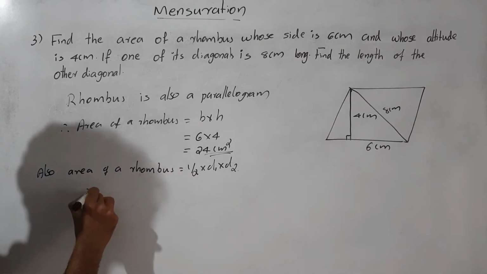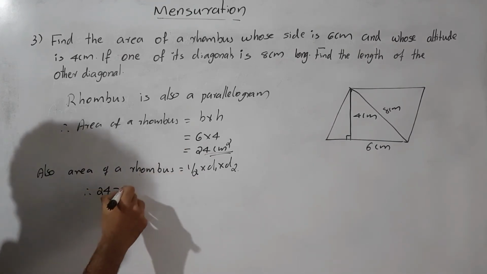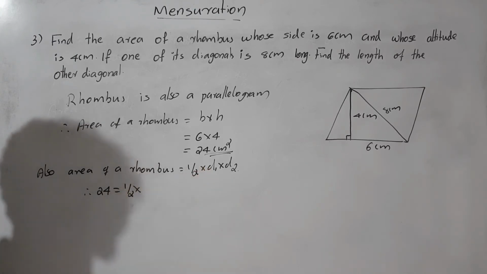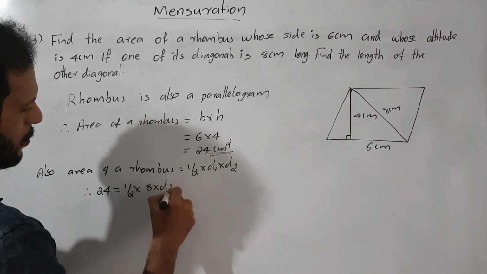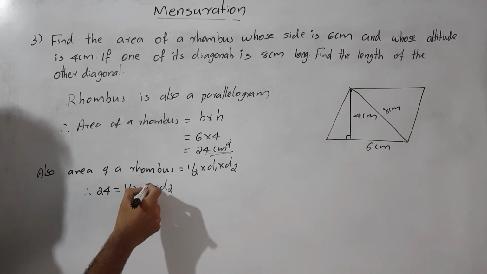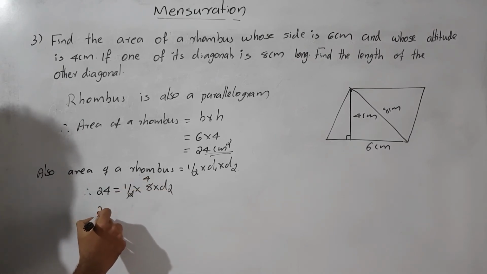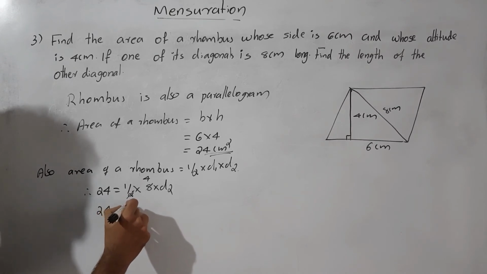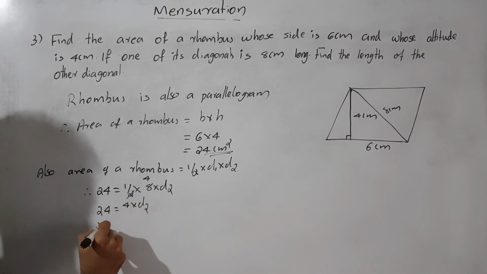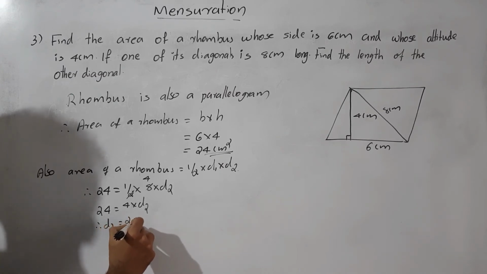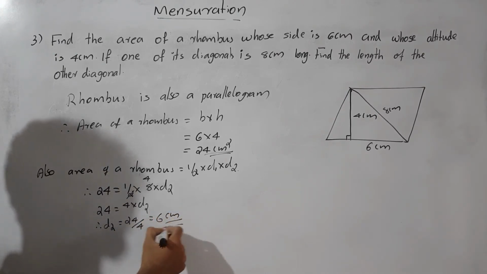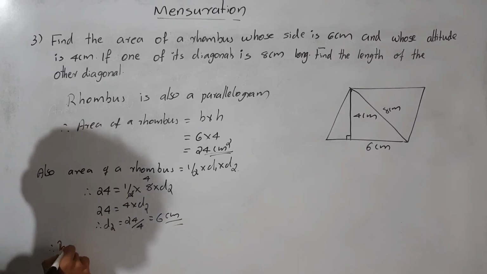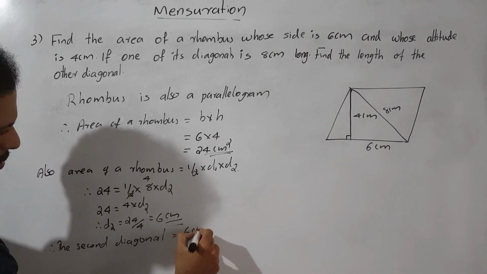Correct. Therefore 24 is equal to half into, what is D1? The one diagonal measurement is given, that one is 8. Half into 8 into D2. Here it is possible to reduce 2 and 8, that is 4 times. Therefore 24 is equal to 4 into D2. Therefore D2 is equal to 24 by 4 is equal to 6. Correct. Then what do we get? Therefore the second diagonal is equal to 6 centimeter.